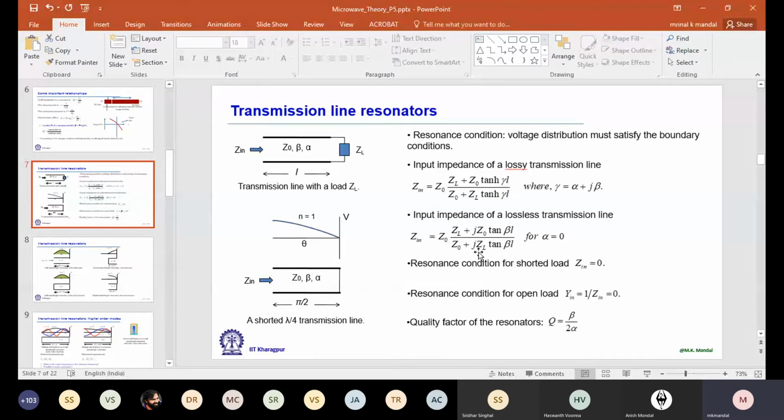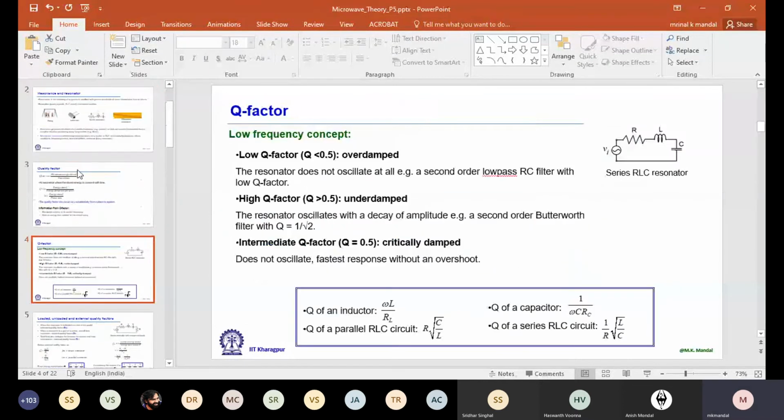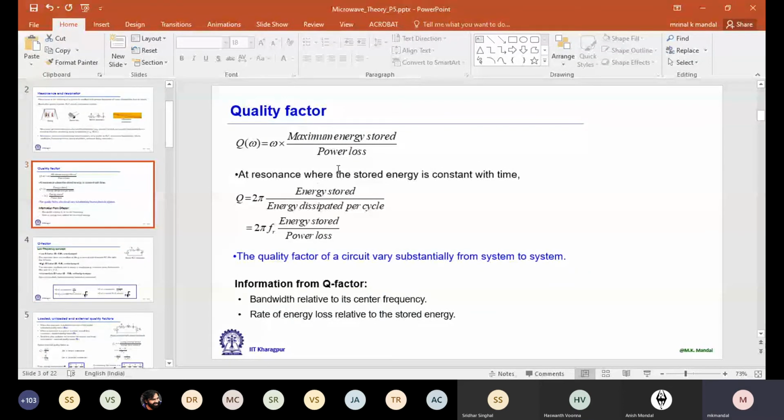So for a quarter wavelength resonator, since the length is half of the half wavelength resonator, the loss will be more. If loss is more, then quality factor is low. If I go back to the definition of quality factor, if loss increases, quality factor will decrease.